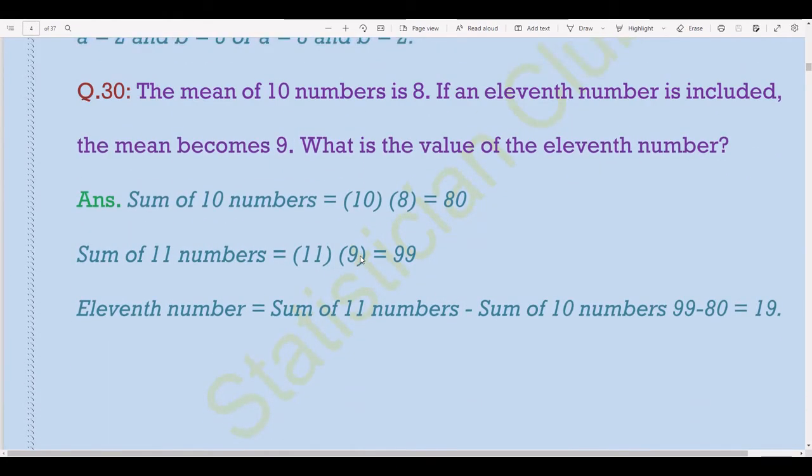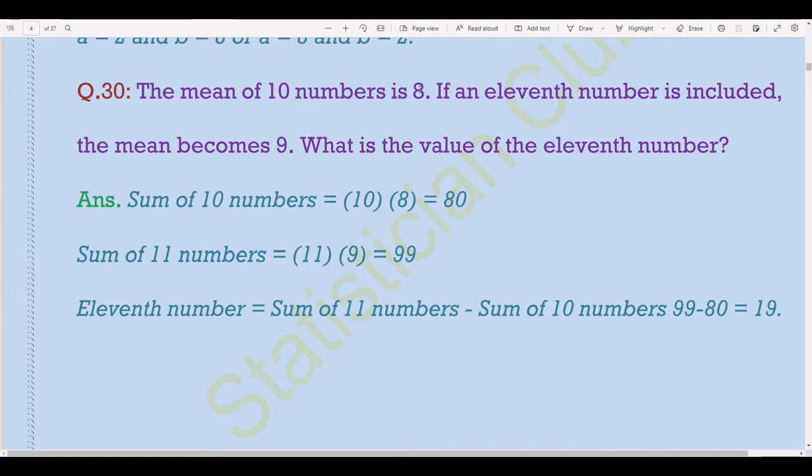Question number 30. The mean of 10 numbers is 8. If an 11th number is included, the mean becomes 9. What is the value of the 11th number? I read the question again. The mean of 10 numbers means we have 10 numbers, n is equal to 10, and its mean x bar is 8. This statement shows the number of observations n is 10 and its mean x bar is 8.